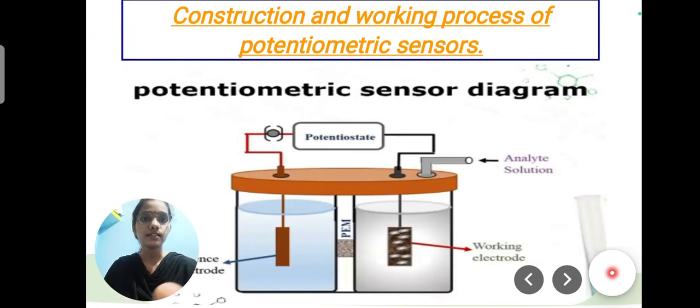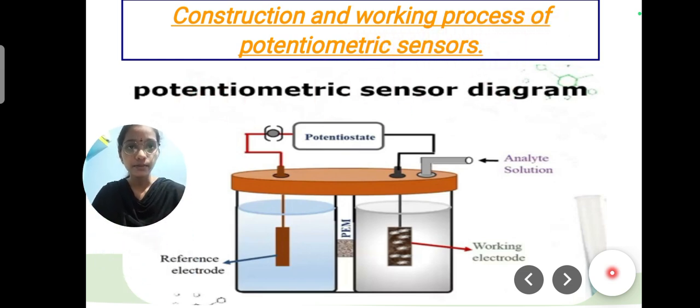Here is the diagram of the potentiometric sensor, showing its construction and working process. We observe in the diagram the reference electrode and the working electrode. The electrolyte is present here, and we also observe the analyte solution and the pH meter. The reference electrode and working electrode are connected to the pH meter.